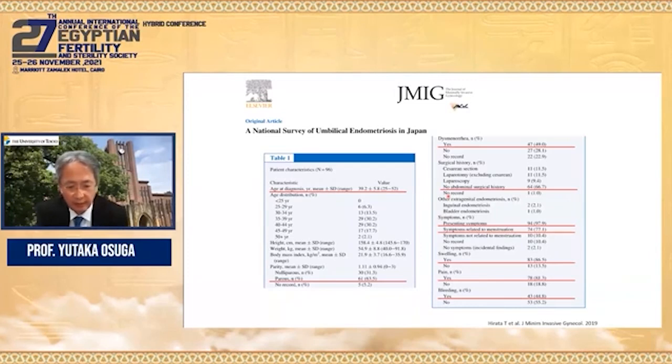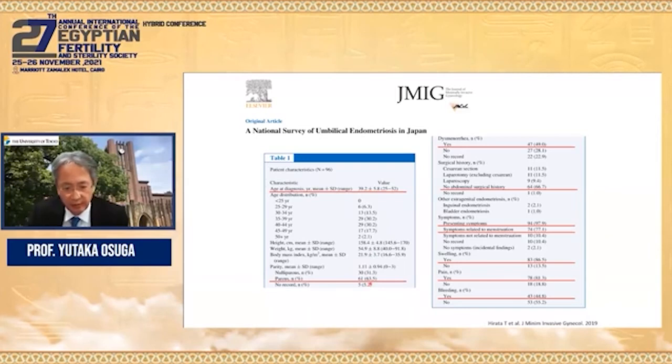We conducted a nationwide survey of umbilical endometriosis in Japan. We collected the data of 96 patients with histologically diagnosed umbilical endometriosis. The average age at diagnosis was 39 years old, which seems higher than that in endometriosis in common sites. But like endometriosis in inguinal, in general, extragenital endometriosis seems to occur in higher ages compared to common site endometriosis.